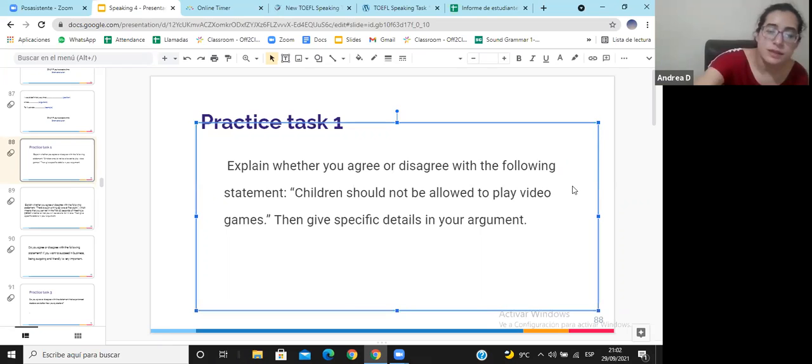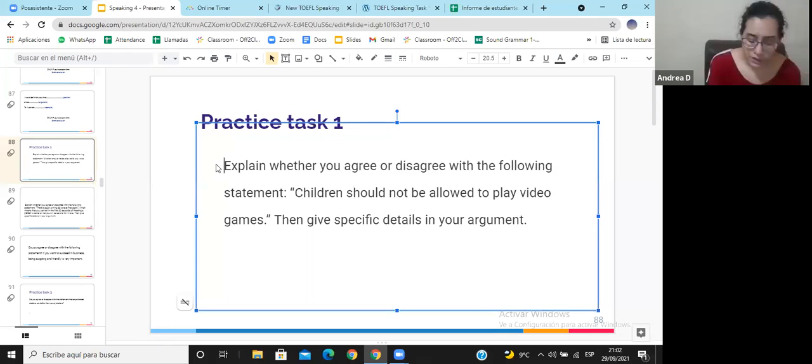Okay. So I'm saying this is going to be the first one we'll do. So this one says, children should not be allowed to play video games. So you need to tell me whether you agree or disagree with that statement and try to give at least one reason. And if you could, one example as well. Okay. 15 seconds to prepare.